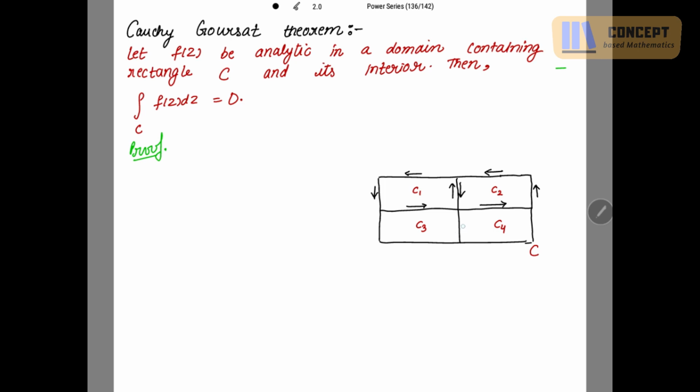Likewise C3, which starts like this, the domain is on the left hand side, so it completes this path. Here also these two directions are opposite, so these two cancel each other. Then again in C4 we start from here, the domain is on the left hand side and this path is completed like this. So the opposite orientations all cancel each other. So now let's start with the proof.